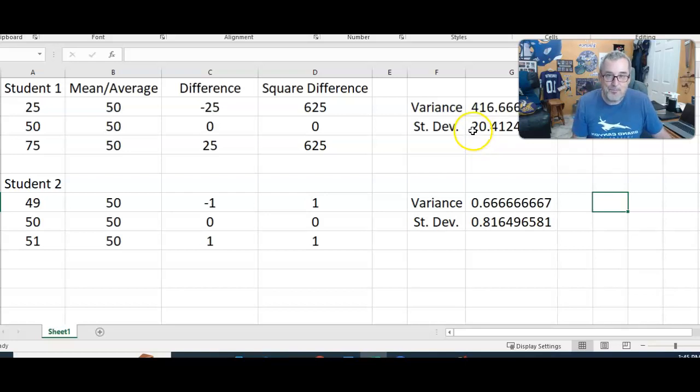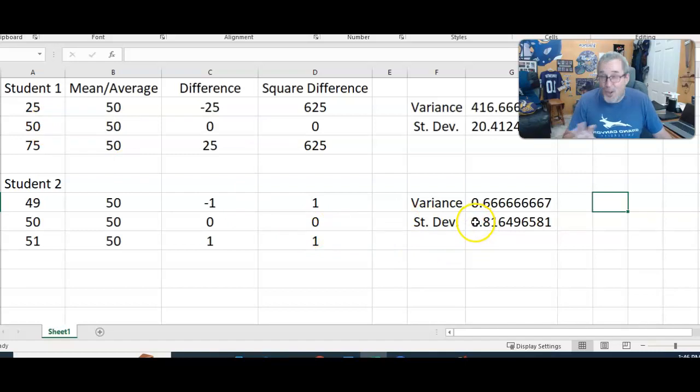All right, so two things just to recap. Average: if the students scored the same on all the tests, it would have been 50. Standard deviation: how spread out? With a standard deviation of 20 compared to a standard deviation of 0.8, student 1's data is more spread out. Student 2's data is less spread out.